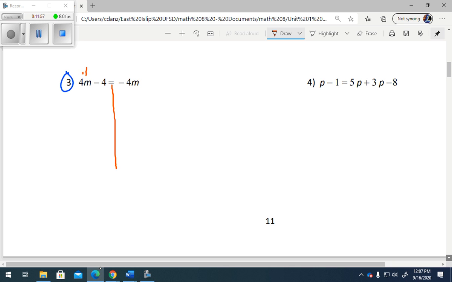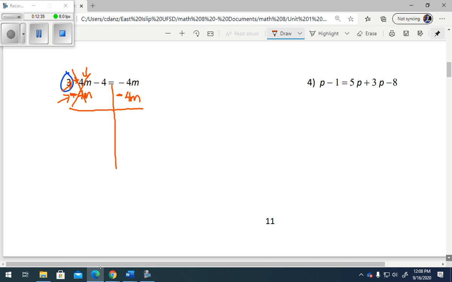So I have to get rid of this 4m. I look at what's in front of the 4m. And the sign there, I don't see it, but I know that it means it's positive. It's like I have a positive 4m. So to get rid of positive 4m, I have to subtract 4m. These 2 things will always be opposite signs when I'm trying to get rid of something using addition or subtraction. So if I subtracted the 4m from the left side, I have to subtract the 4m from the right side.